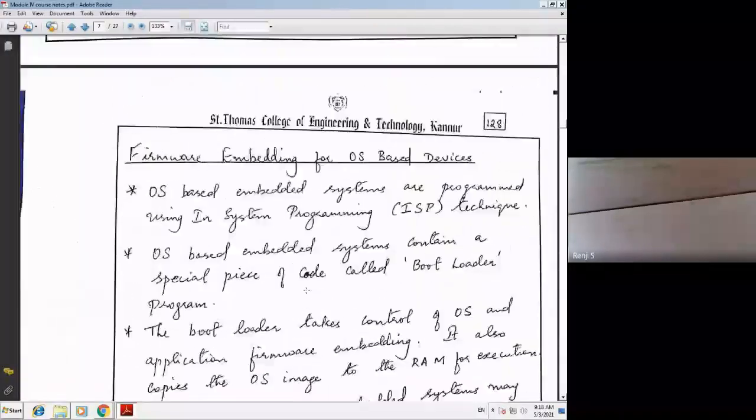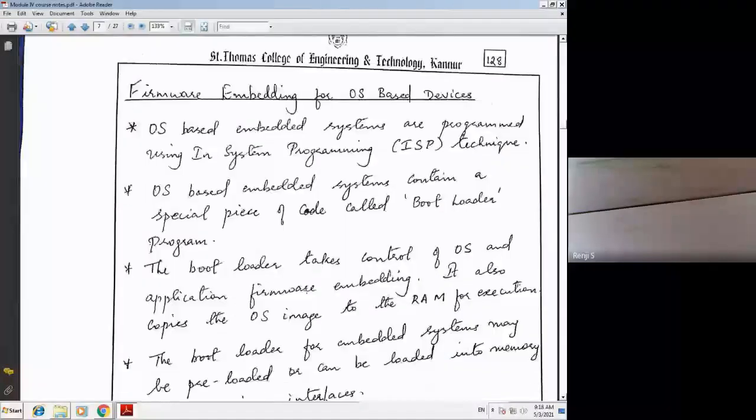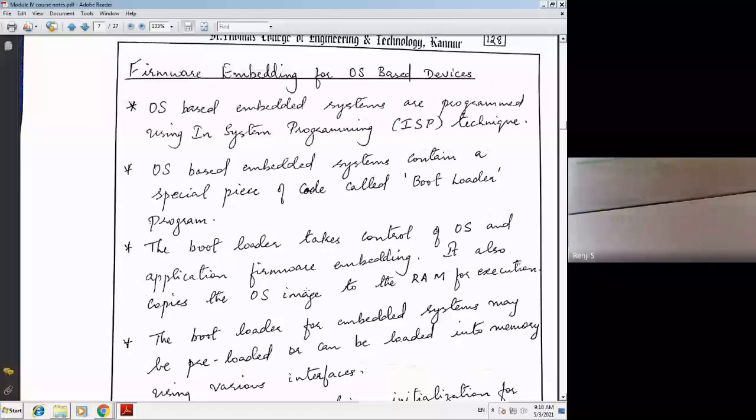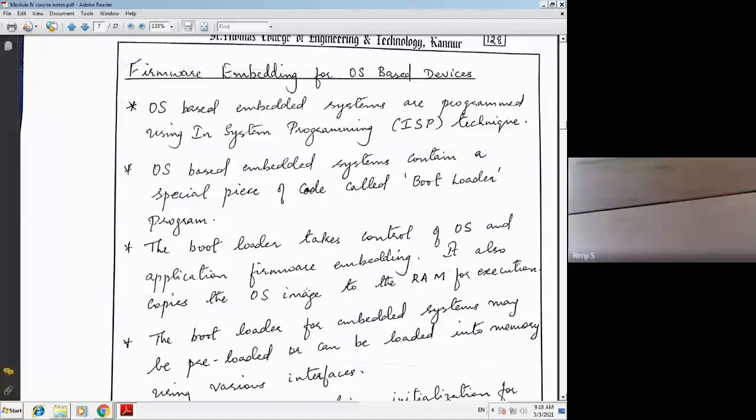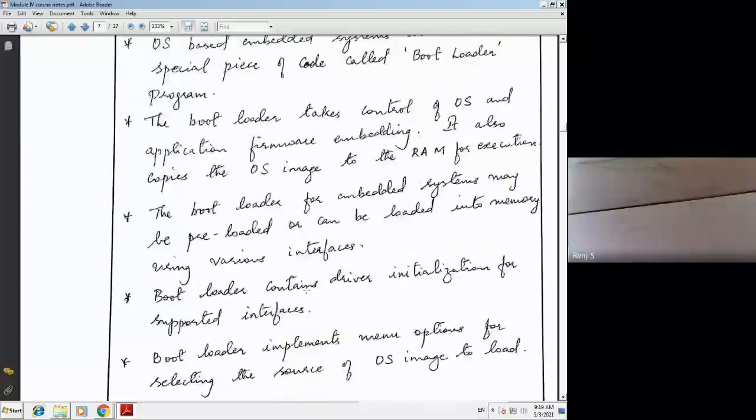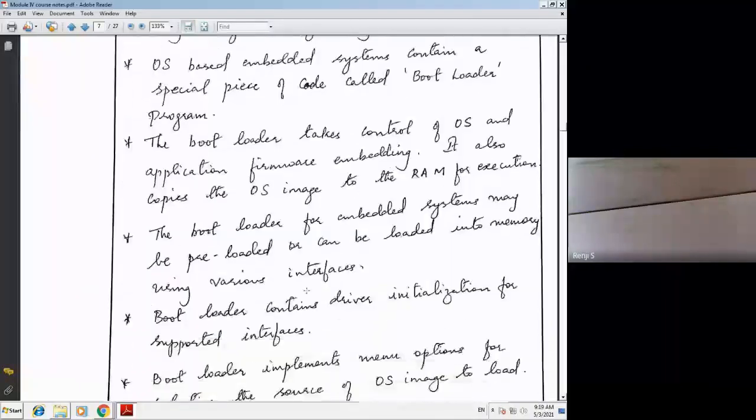So this is all about OS-based systems. There is a bootloader program which loads the OS into the memory or the RAM for execution, and it provides all the interfaces required for the initialization process. This bootloader program is loaded into the memory using the ISP programming technique. As we said earlier, for non-OS-based systems as well as for OS-based embedded systems, the ISP technique can be applied. So this is about OS-based embedded systems where we use a bootloader.